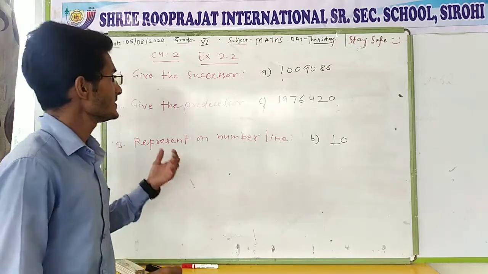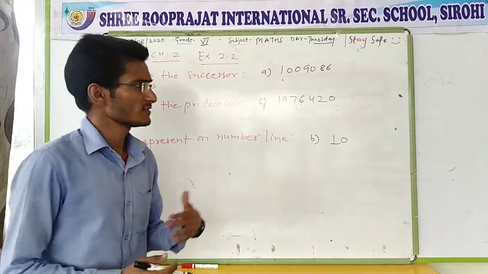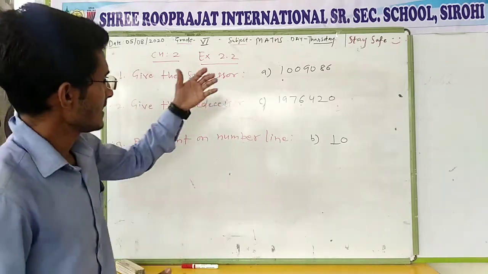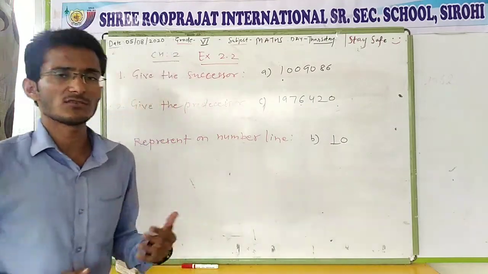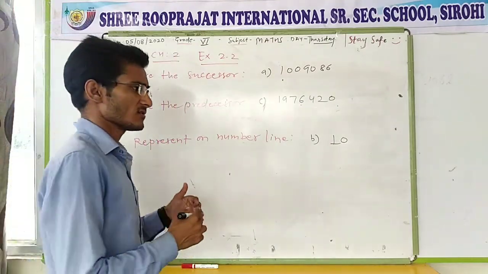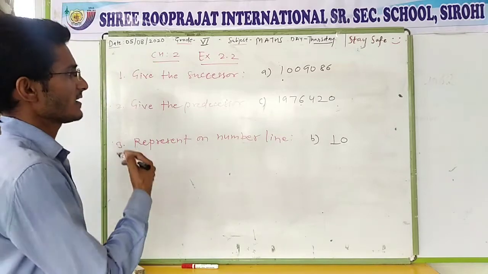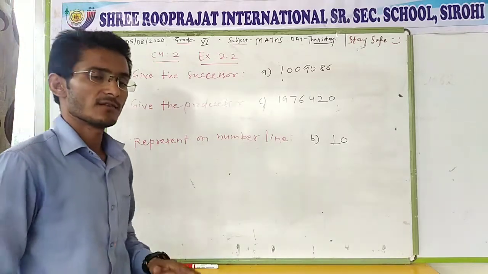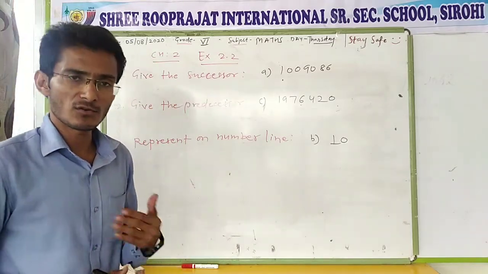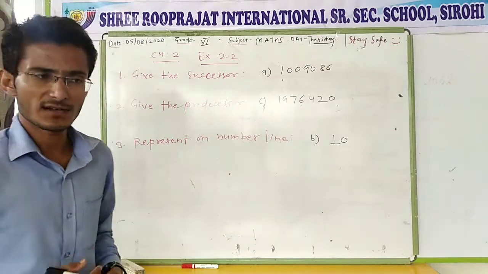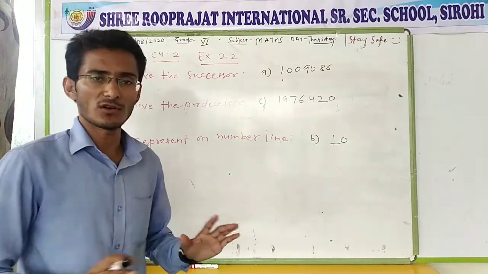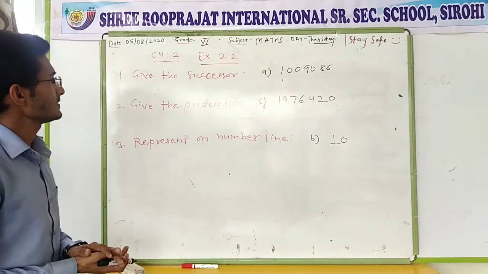Question number 1, give the successor. More than one question is given, like 3 questions. I am going to solve only one, and the remaining questions you have to solve. I am not going to solve all those questions on the board. You have to solve them in your notebook, as homework, as classwork, or anything. But you have to solve all the questions. Okay? Yeah.